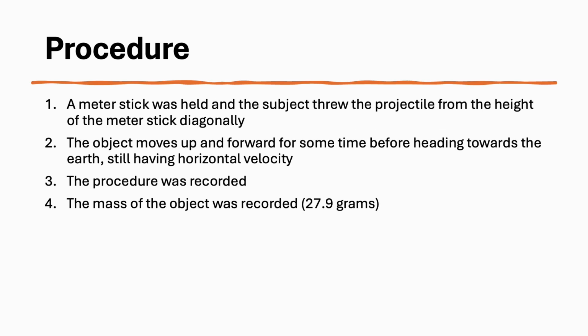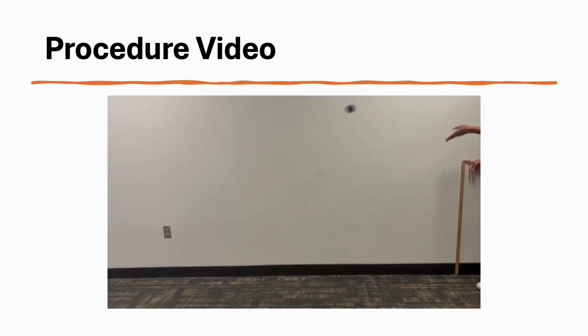The experimental procedure of the lab was: first we took a meter stick and held it up, and then the subject used a projectile, which in our case was an AirPods case, and threw it from the height of the meter stick. It was thrown diagonally upwards, and this entire procedure was recorded on video. The mass of the object was recorded to be 27.9 grams. Here's a video of the experiment.